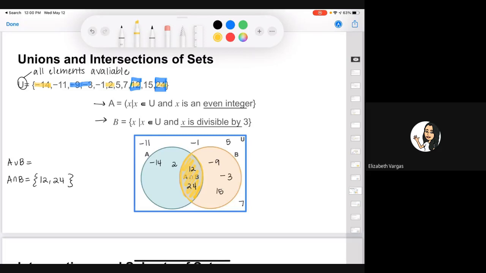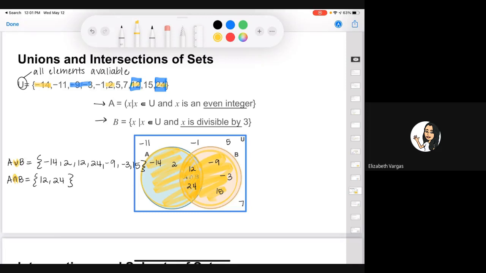Okay. Now, what about my union? We know that my union is all my numbers in A and all my numbers in B. So I can write all those numbers out. Negative 14, 2, 12, 24, negative 9, negative 3, and 15. Right? Those are all my different numbers included in both of those parts, both in my A and my B. So using these symbols, what I can do is represent my union and my intersection. Union is everything in A and B, including the intersection, and my intersection is just that center part.